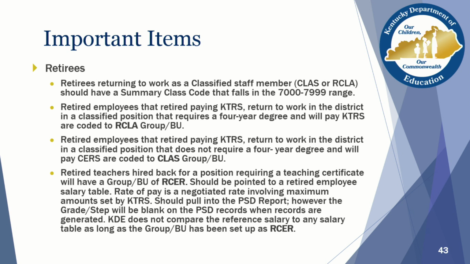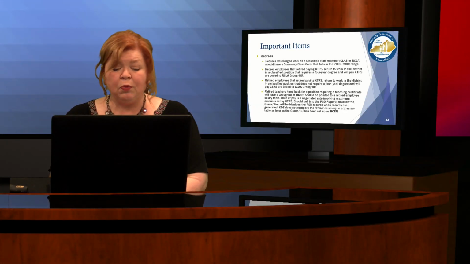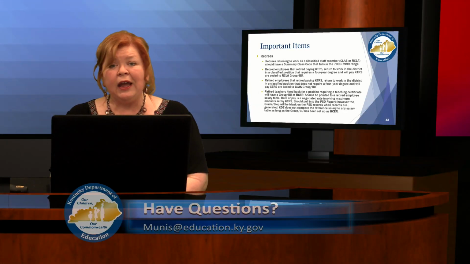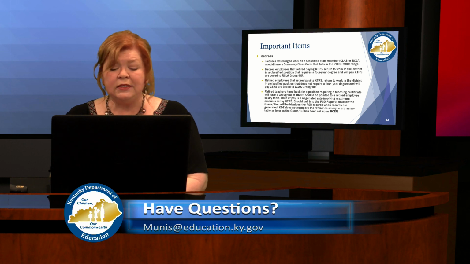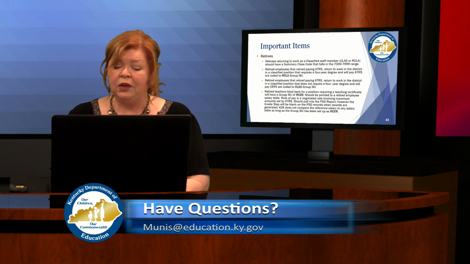who will have a group BU of RCER. They should be pointed to a retired employee salary table. The rate of pay is a negotiated rate involving maximum amounts that are set by KTRS. They should pull into the PSD report. However, their grade and steps will be blank on the PSD records when records are generated. KDE does not compare the reference salary to any salary table as long as a group BU has been set to RCER.